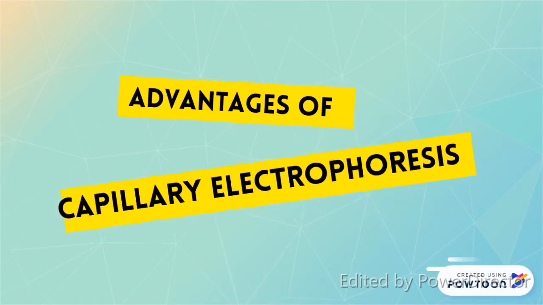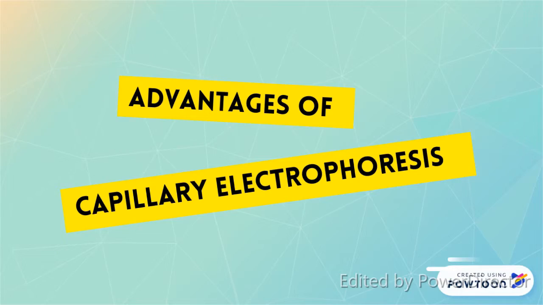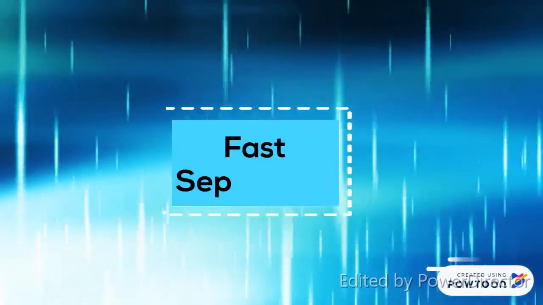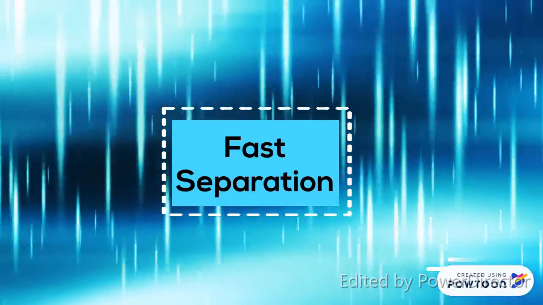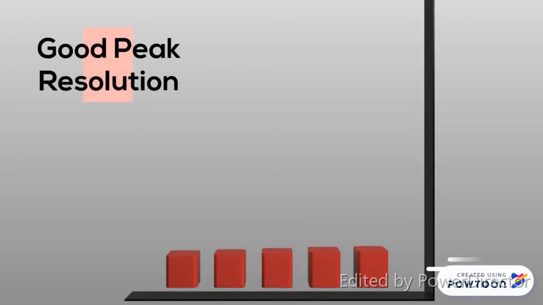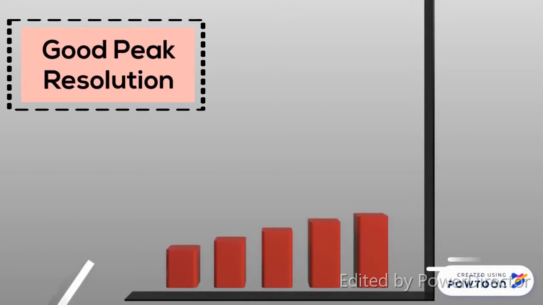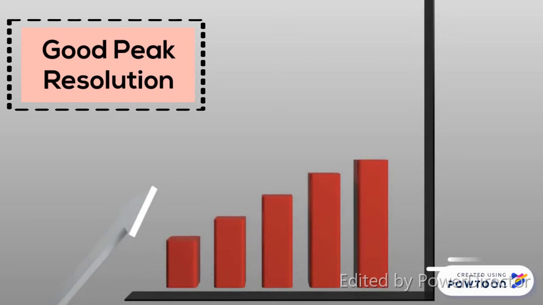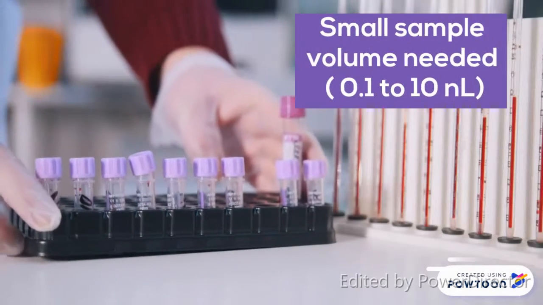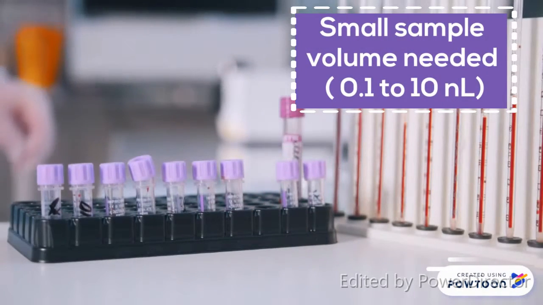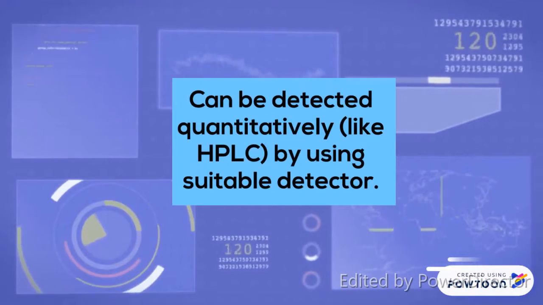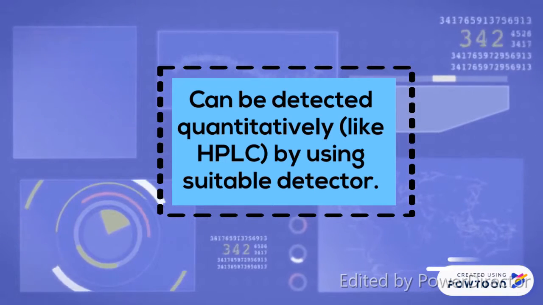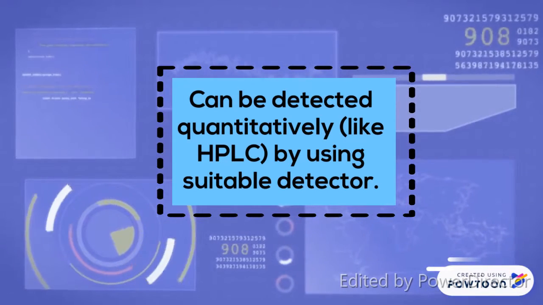Advantages of capillary electrophoresis. First is fast separation. Second is good peak resolution. Next is small sample volume needed. And lastly, can be detected quantitatively by using a suitable detector.